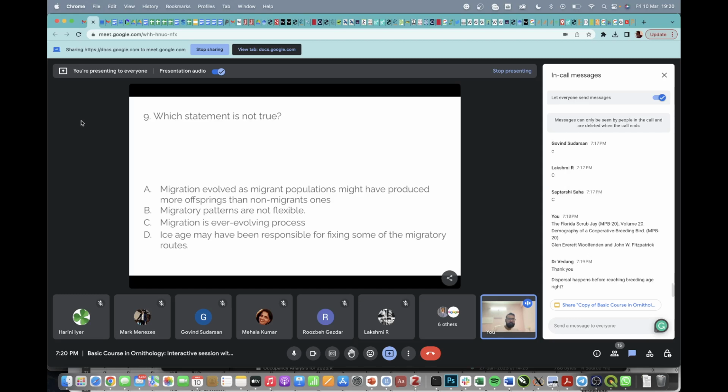Dispersal happens before reaching breeding age. Yes, usually after the fledglings grow up a bit and can fly and move out of the territory. That's when most dispersal happens, or at least that is what is called dispersal.